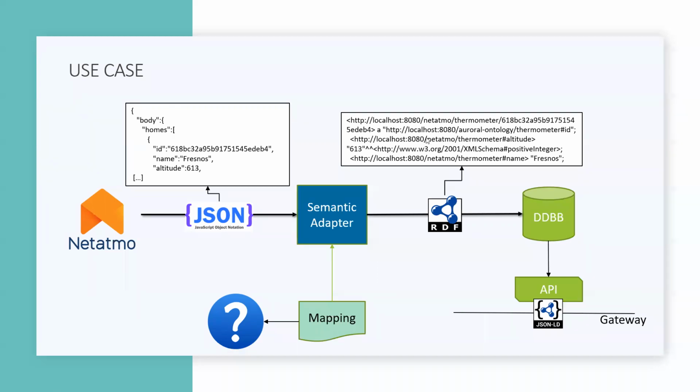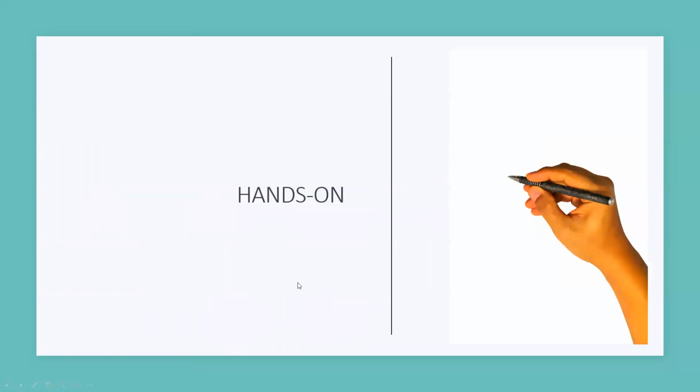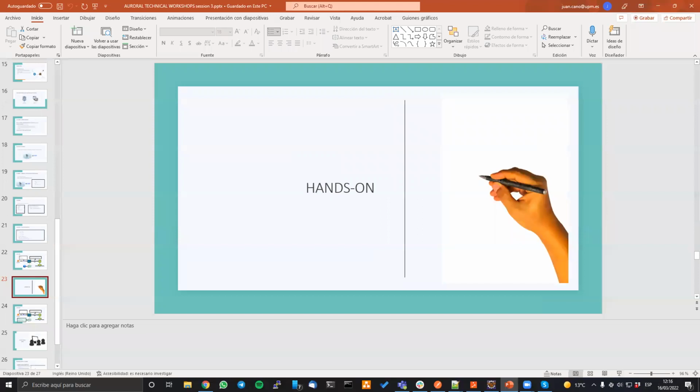For the use case, we have a Netatmo device, a thermometer that generates data in JSON. So if we use the semantic adapter, we produce RDF data that is stored in the database. So we need a mapping to generate this RDF data. So what is the mapping? Let's do one little example here.